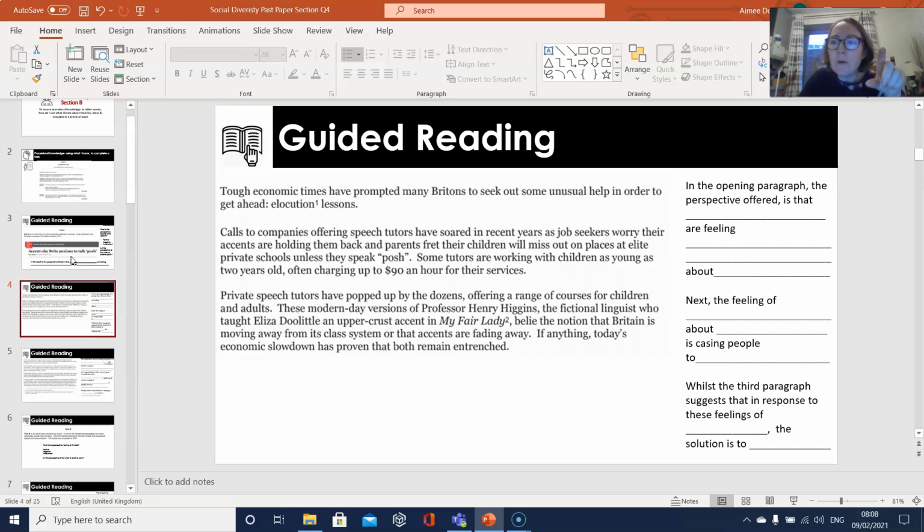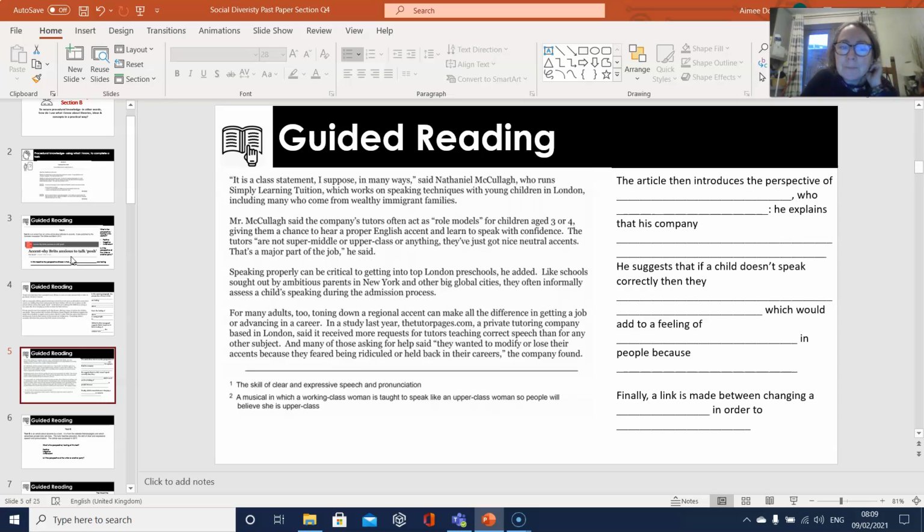Now, this is what we call dramatization. This is referencing a real world event. Calls to companies offering speech tutors have soared. "Private speech tutors have popped up by the dozens, offering a range of courses for children and adults. These modern day versions of Professor Henry Higgins, the fictional linguist who taught Eliza Doolittle an upper crust accent in My Fair Lady, belie the notion that Britain is moving away. If anything, today's economic slowdown has proven that both remain entrenched. It's a class statement. Here he is, Nathaniel McCullough, who runs Simply Learning Tuition."